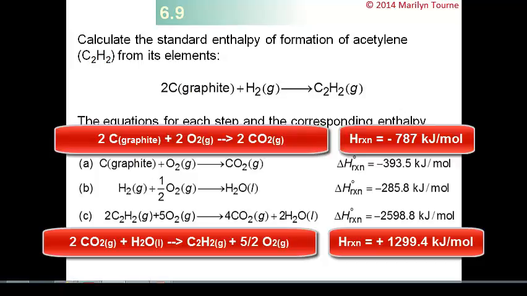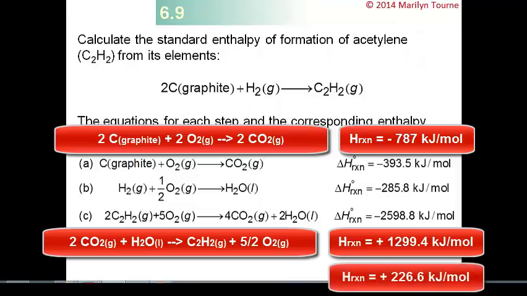Now, all we need to do is add the equations up, because remember, we are asked to calculate the standard enthalpy of formation of C2H2. It's just a number, right? So we add up everything we have made so far. So it's negative 787.0 plus negative 285.8 plus positive 1,299.4 gives us an enthalpy of reaction of positive 226.6 kilojoules per mole. Therefore, the standard enthalpy of formation equals 226.6 kilojoules per mole.